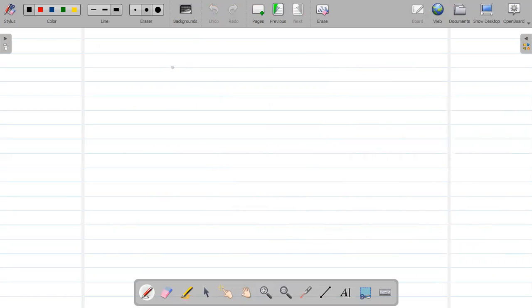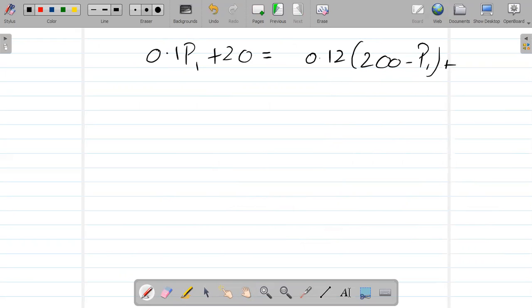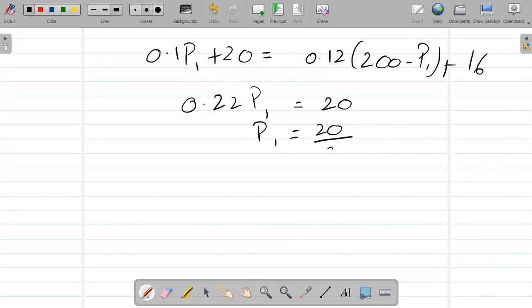That is the second equation. So we substitute; we have to solve the two equations to get P1 and P2. So 0.1 P1 plus 20 equals 0.12 into (200 minus P1) plus 16. When you simplify, 0.22 P1 equals 20. So P1 equals 20 by 0.22, which gives 90.9 megawatt.